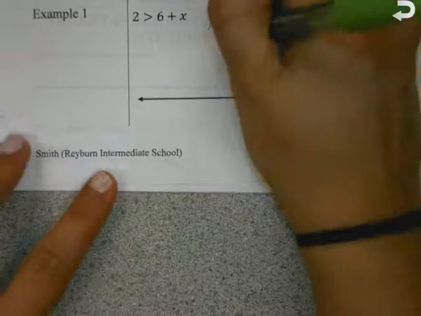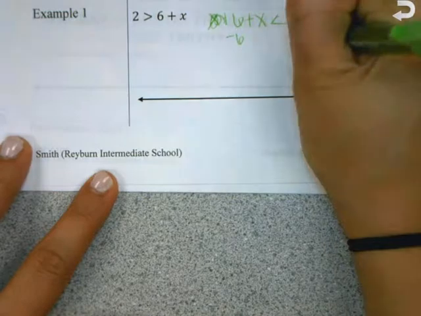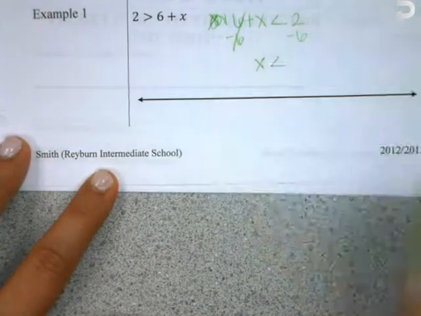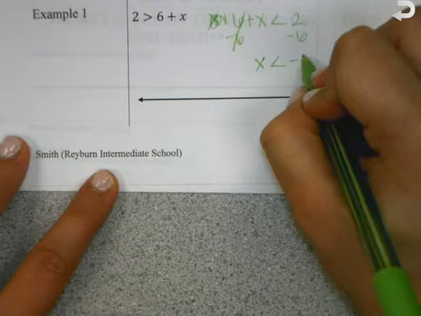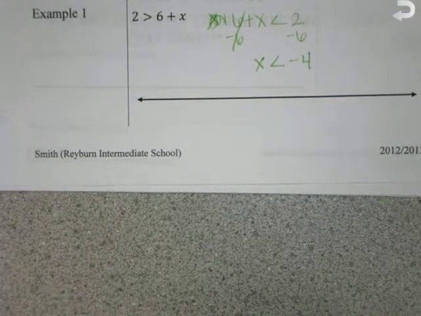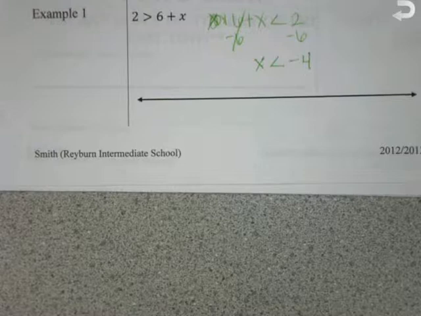Subtract it. So that is going to give me x is less than negative 4. We're done. Oh my goodness. All we have to do next is graph.